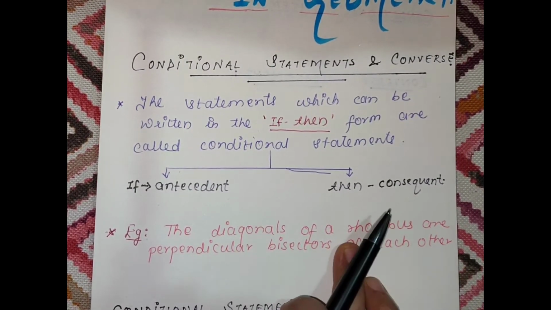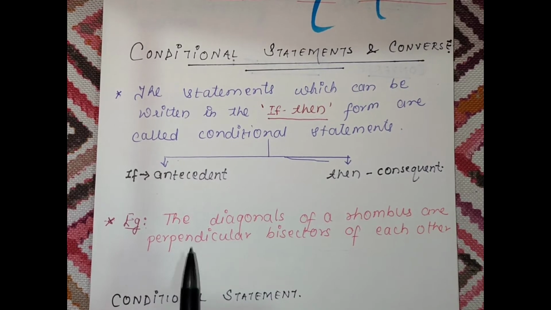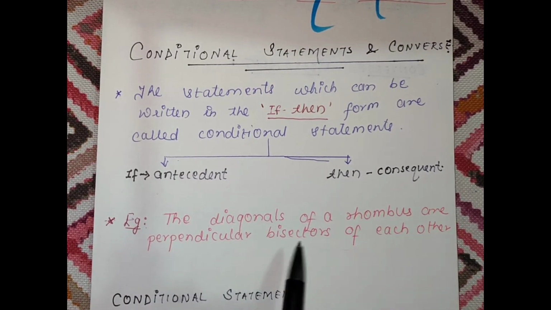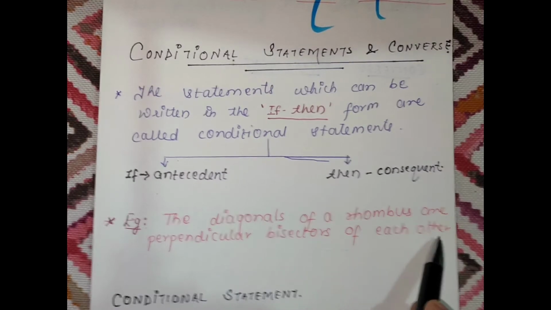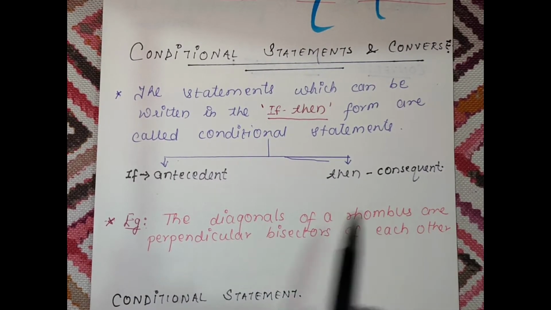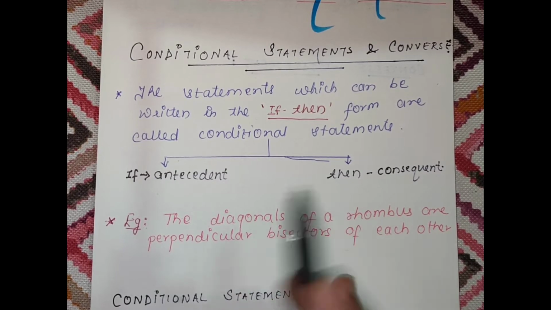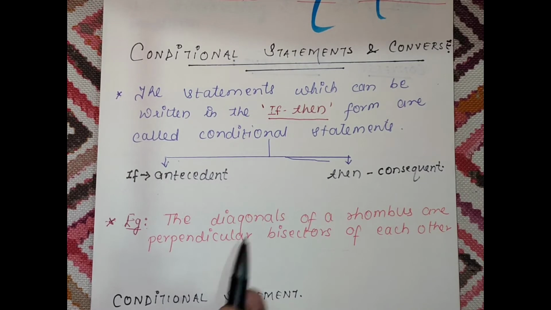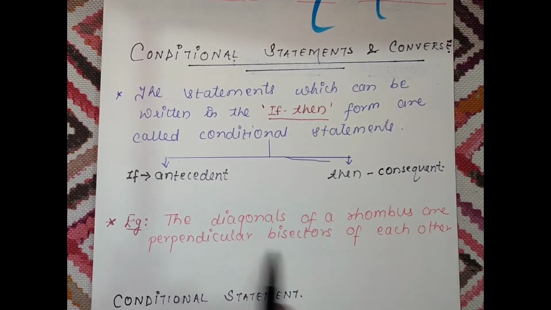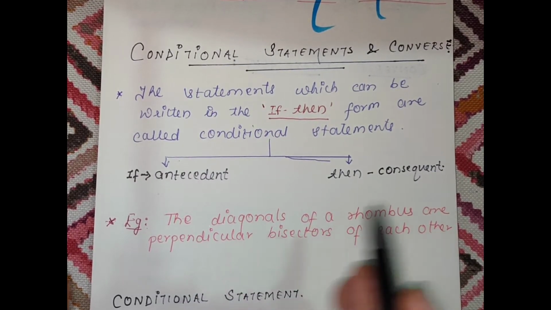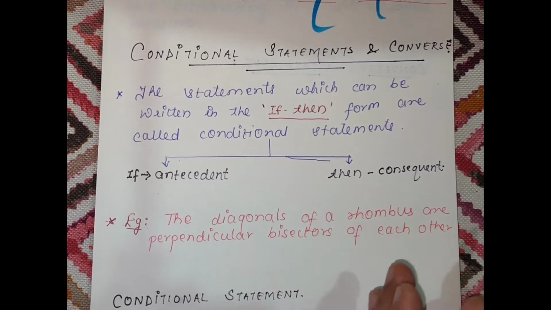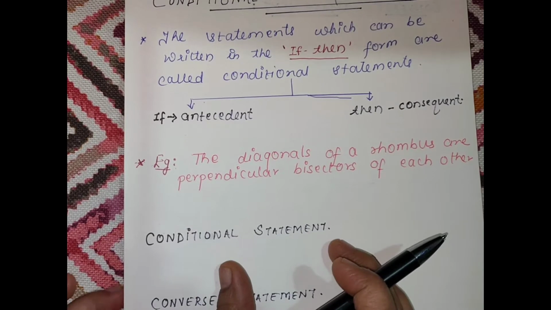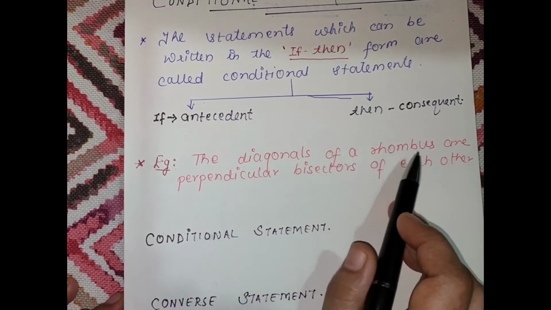we will see first conditional statement. The diagonals of a rhombus are perpendicular bisectors of each other. Now this is the statement given to you. Now how will you write it in if-then form, that is conditional form? If-then form means one statement should be written in the if part and the other statement will be written in the then part. See here, the diagonals of a rhombus.